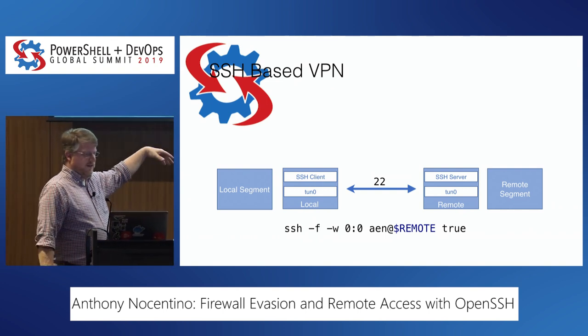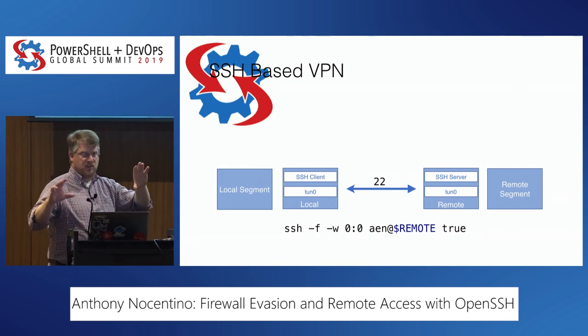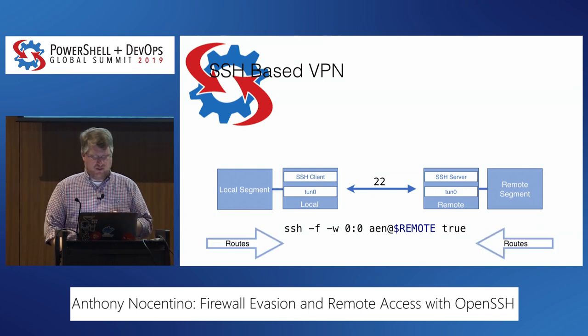If you did tun 1, it would be 1. If you did tun 2 on the right, it'd be 1:2. So those are just interface indexes. And so let's go ahead and do this. Oh, yeah, and we need routes.